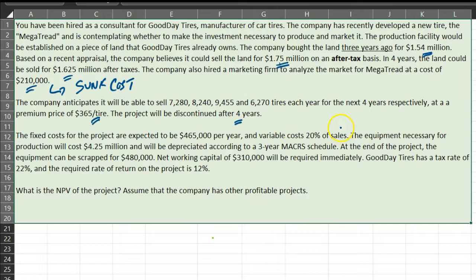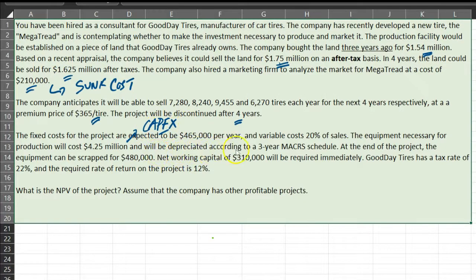And by that, we mean sales revenue. So however much we're going to generate in terms of revenue from this project. The equipment necessary for production will cost $4.25 million. So this looks like our capital expenditure, so CapEx, right?